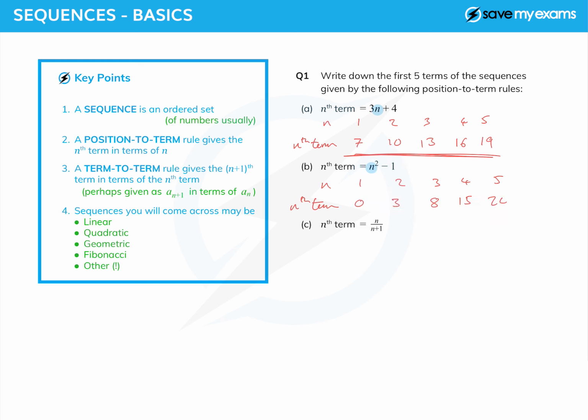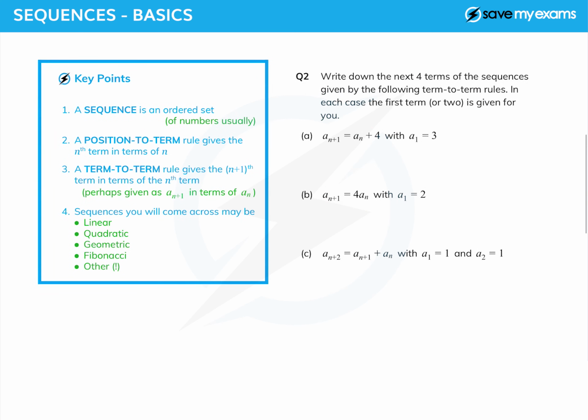Okay, now what about this last one here? This time we're given the nth term is something strange. n over n plus 1. Okay, well let's just try that. So the first one is 1, that's n, over 1 more than n, which is 2. The second one, 2 over 2 plus 1, which is 3. 3 over 3 plus 1, which is 4, and you get the idea, 4 over 5, and 5 over 6. And you might call this another sort of sequence because it doesn't fit any of the other ones.